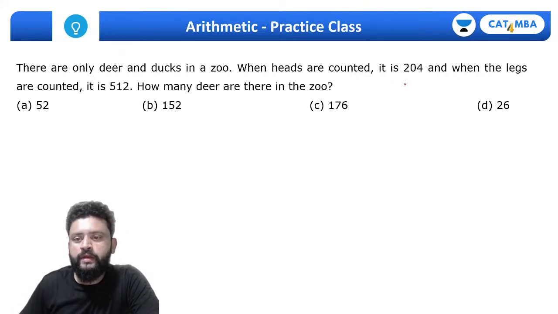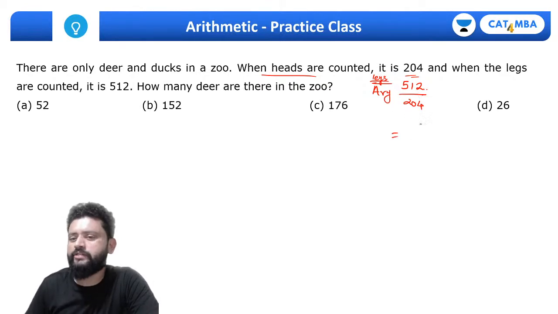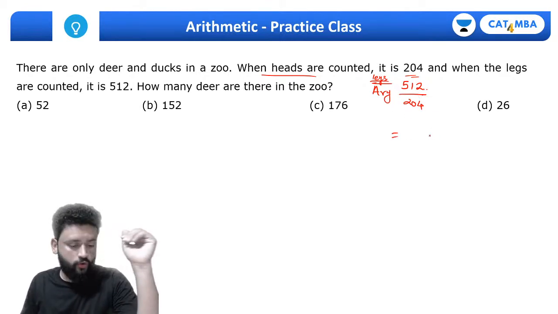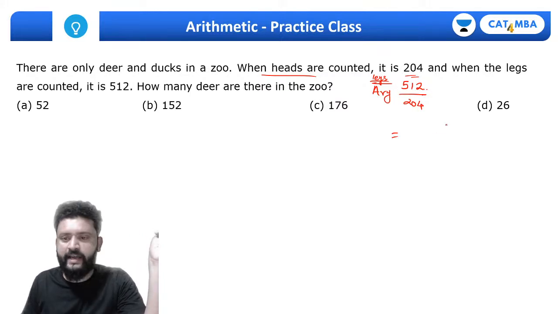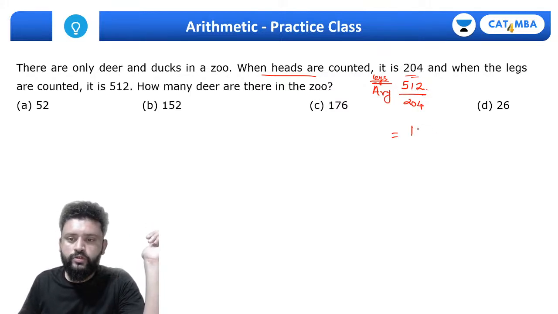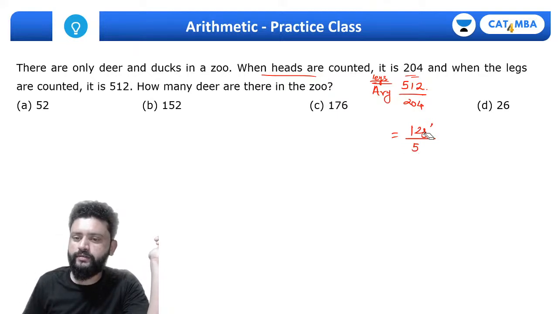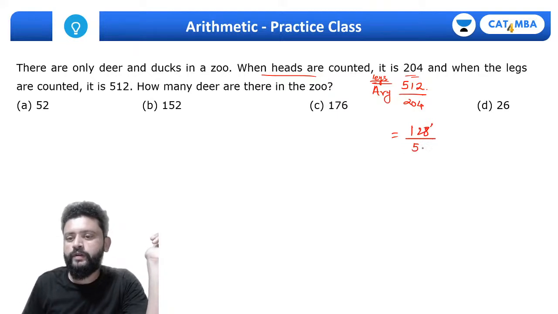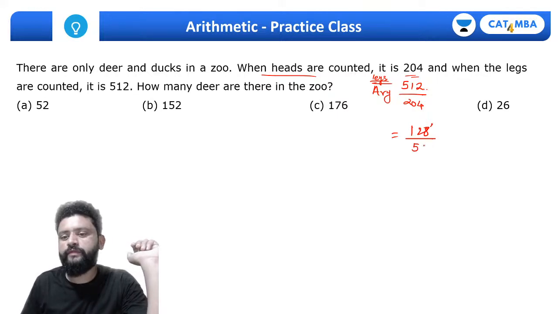The thing is, there are 512 legs and there are a total of 204 heads. So on an average, this is the average number of legs per head, okay, which is 512 divided by 204, right? So I can say it is 128 divided by 51.